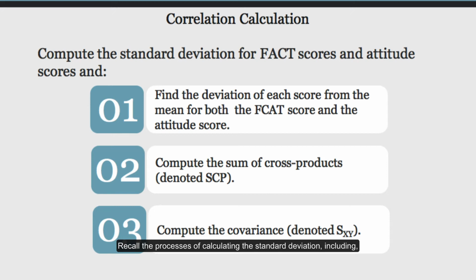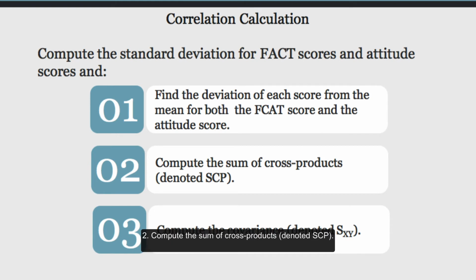Recall the processes of calculating the standard deviation, including deviations from the mean, the sum of squares, the variance, and the standard deviation. For the correlation coefficient, we will need to compute the standard deviation for FCAT scores and attitude scores. In addition, a 3-step process is required for computing the covariance. The steps are as follows. Find the deviation of each score from the mean for both the FCAT score and the attitude score. Compute the sum of cross products, denoted SCP. Compute the covariance, denoted S sub x y.